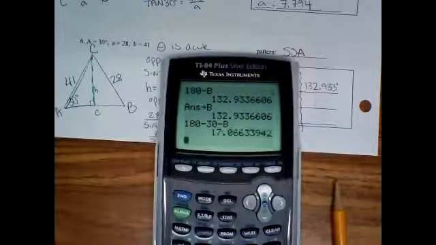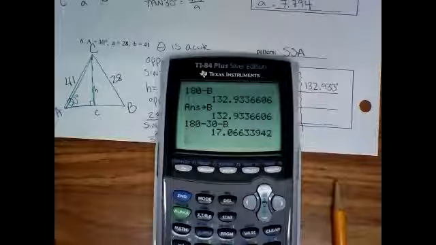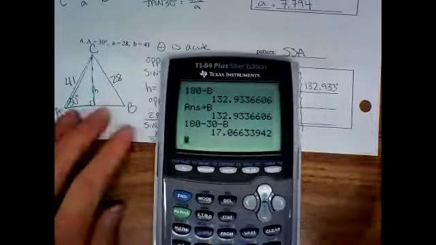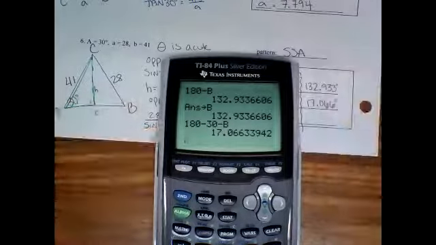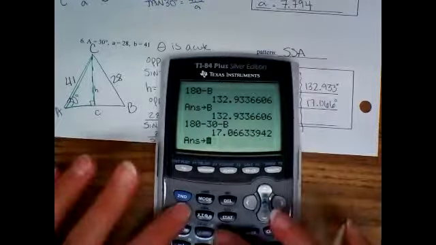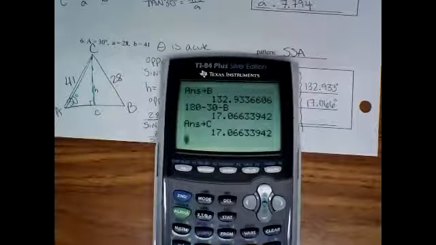This is the one that should be really, really tiny. You should get something in the teens for this, or even like single digits. Like it should be really super small. Do you get 17.066? It should be really small. Quick, capture it. What are we storing that as? C. Store alpha C, enter.